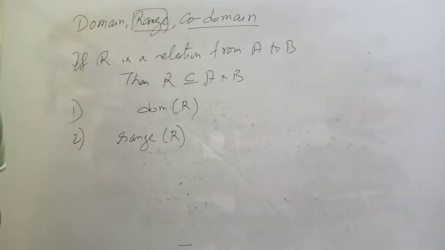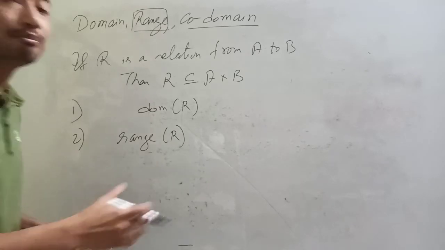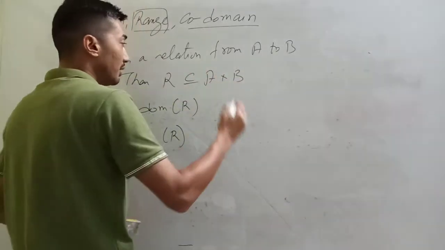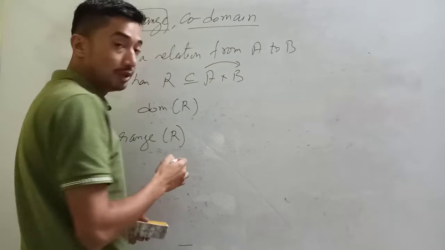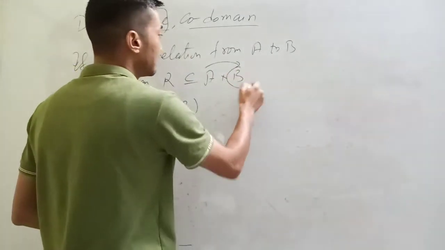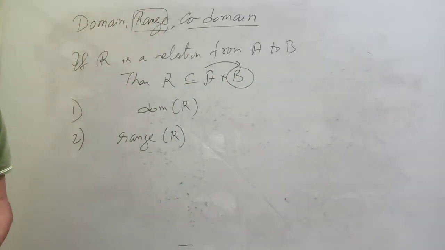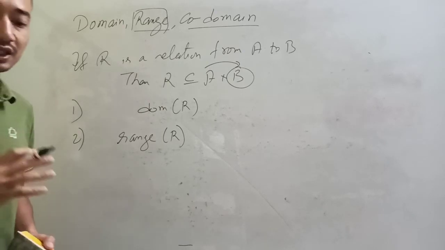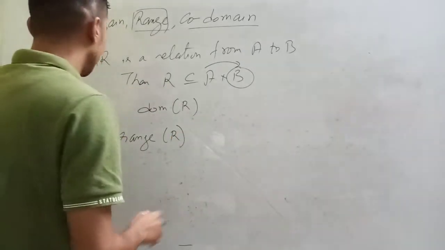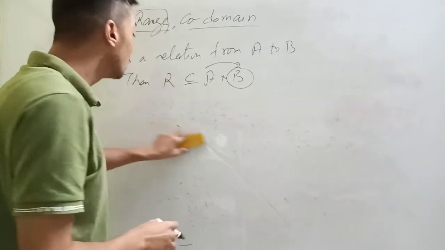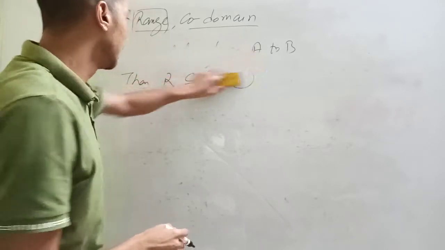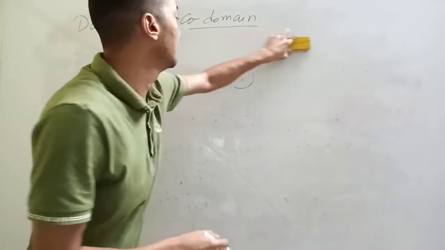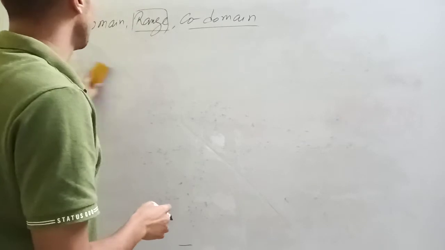Codomain means the set B, the second set. Because a relation from A to B relates to the second set, the second set B is called the codomain of R. Don't worry, an example is there that will clear all your concepts.